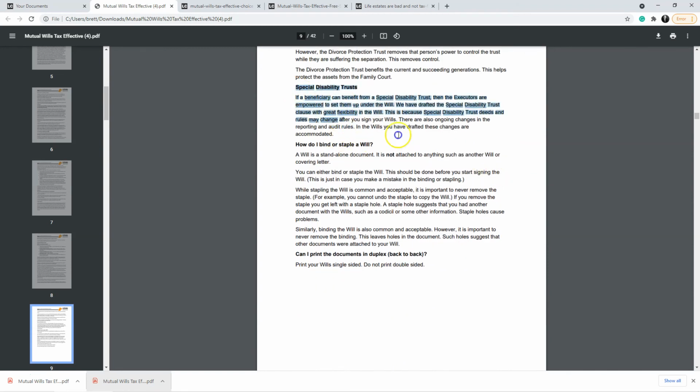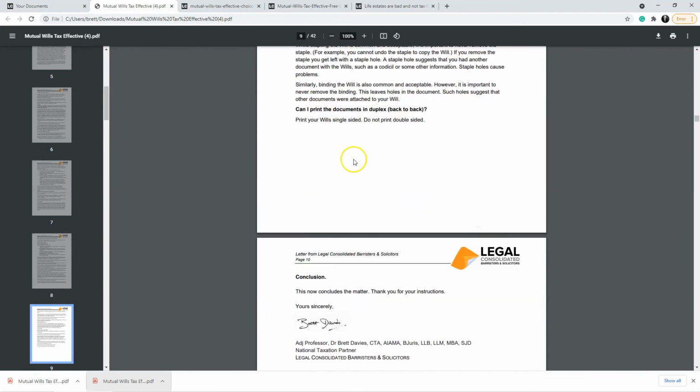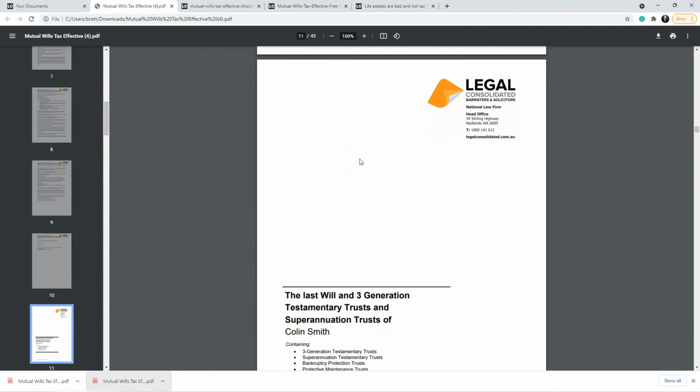Special disability trusts. We have put in your will a special disability trust. It's in all our three-generation testimony trusts, and it helps for Centrelink benefits. So at the moment, your vulnerable child might have died, and it's now the next generation, the grandchildren, that are reaping the benefits, and one of those children suffers an event which makes them disabled, and therefore this special disability trust can come into play 40 years after your death in order to protect the wealth from being means tested for Centrelink. So that's the covering letter, and here's the will.